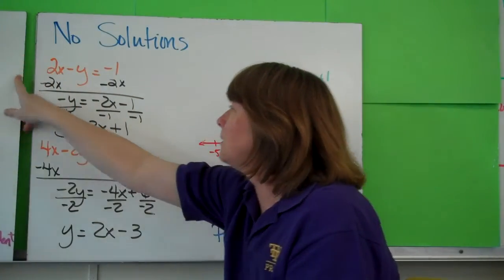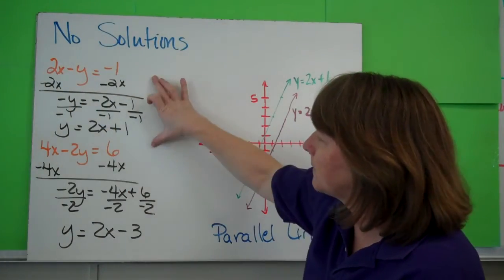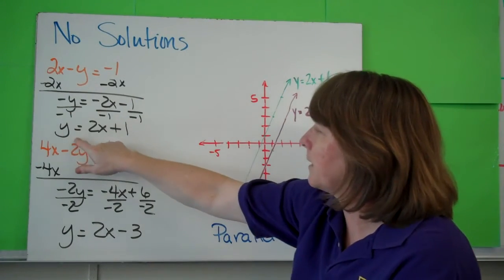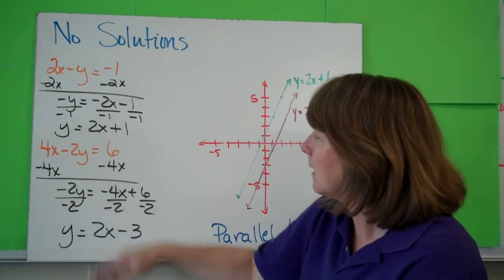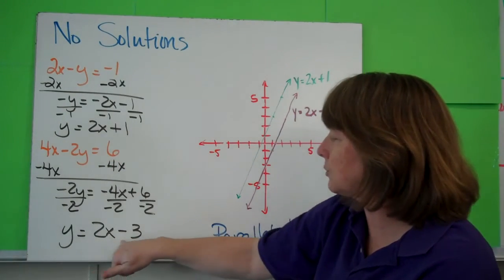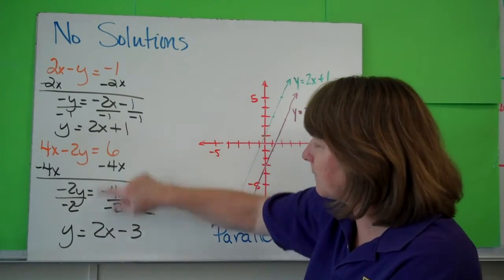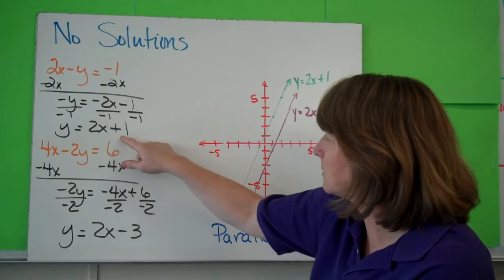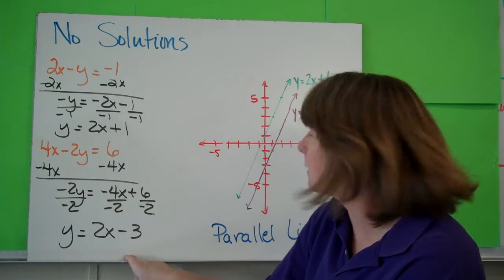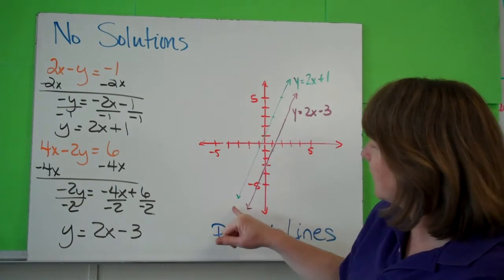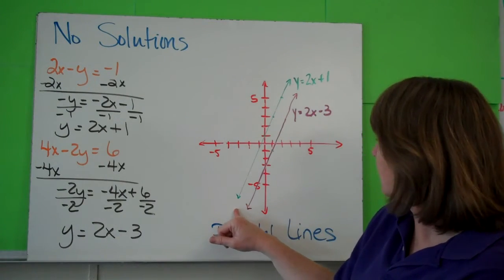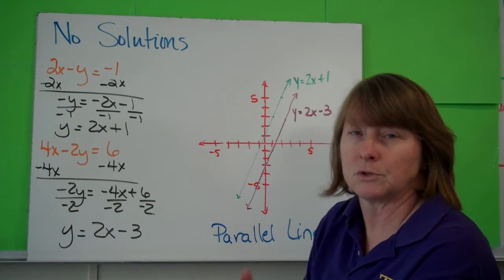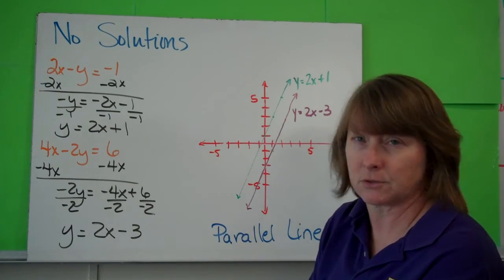Our last one was no solution. So we have both of these in standard form. If we convert these into y-intercept form, we get y equals 2x plus 3. And this one is y equals 2x minus 3. As you can see, they have the same slope of 2, but they have different y-intercepts. This one's positive 3, and this one's negative 3. Therefore, they will lie on the same plane together, but never cross because they are parallel lines. These will share no solutions because of that. Once you see the parallel lines, you know that there's no solutions.